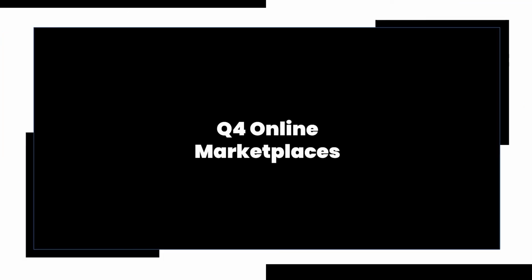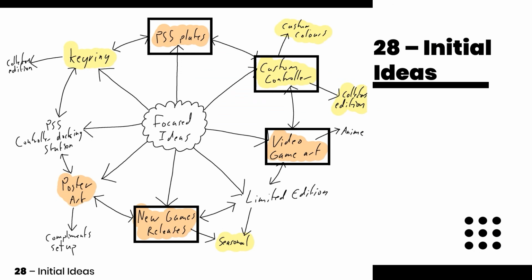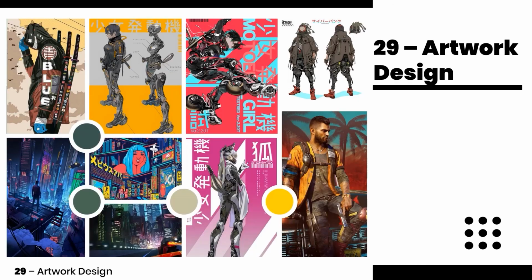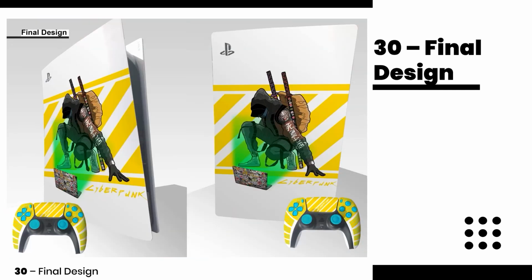Online marketplaces. The initial idea was to create a custom PS5 plate which uses video game art to change the theme of the console. The artwork concept is to create a themed hand-drawn character with influences to animate to create a design piece to reflect the latest games. The final design creates a strong theme and uses the PS5's white space to enhance the artwork. The design is sustainable and can be easily transferred to other consoles for a wider market appeal.